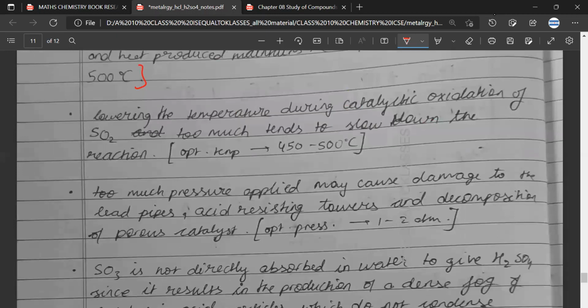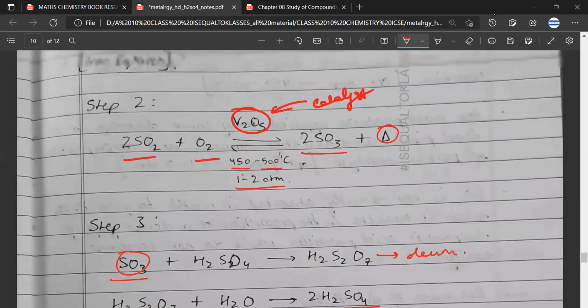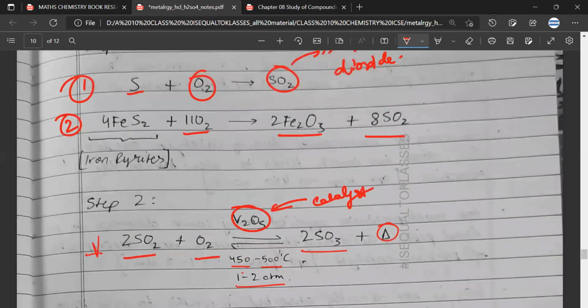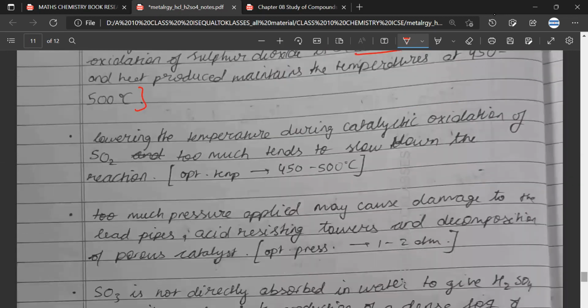Lowering the temperature during catalytic oxidation of SO2. Now what is the catalytic oxidation of SO2? I'll just show you the reaction. So this is the catalytic oxidation of SO2. You may write the reaction down. Lowering the temperature during catalytic oxidation of SO2 too much tends to slow down the reaction.